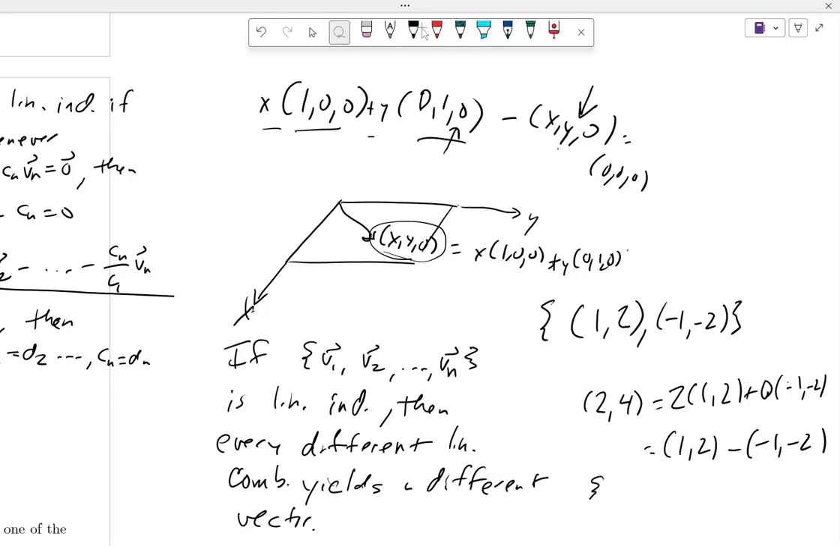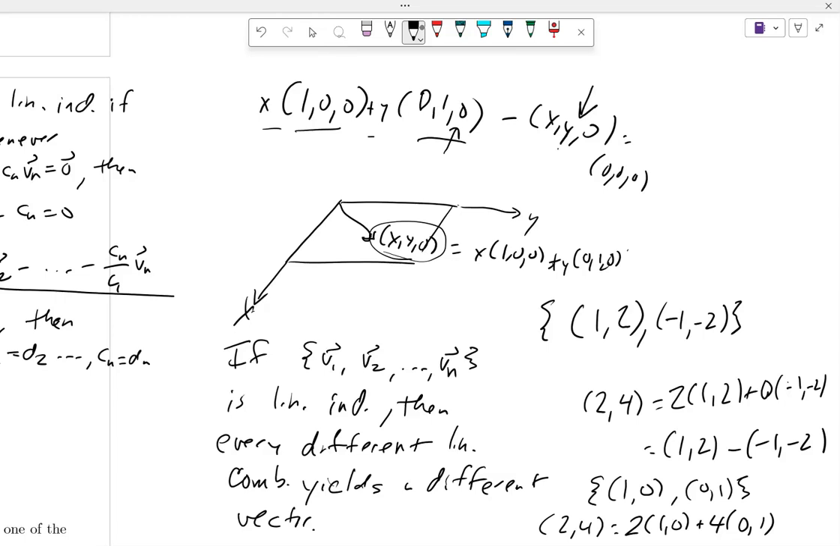Versus if I have the set (1, 0) and (0, 1), and I ask you to write the vector (2, 4) as a linear combination, what do you have to do? Yeah, 2 times the first and 4 times the second, and that's it. You can't do it any other way, right? There's only one way to do it. So if they're not linearly independent, then I can find multiple linear combinations that give me the same vector. But if they're linearly independent, there's one and only one way to write the linear combination. And that later on is going to give us ideas of coordinates. Okay.